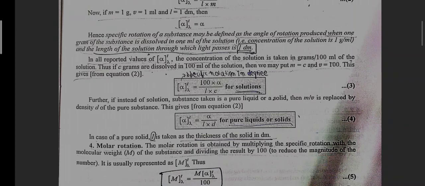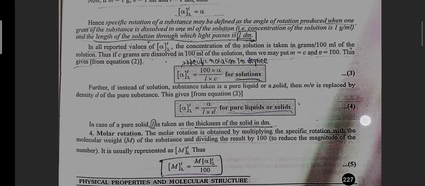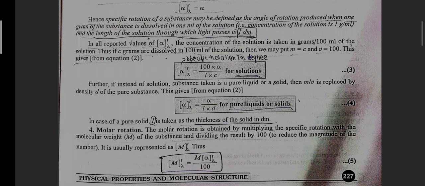Thus, if C grams are dissolved in 100 milliliter of the solution, then we may put M is equal to C and V is equal to 100. This gives the equation alpha limits tends from lambda to T is equal to 100 into alpha divided by L into C for solutions. Further, if instead of solution, the substance taken is a pure liquid or a solid, then M by V is replaced by density D of the pure substance. This gives the equation alpha limits tends from lambda to T is equal to alpha divided by L into D for pure liquids or solids.